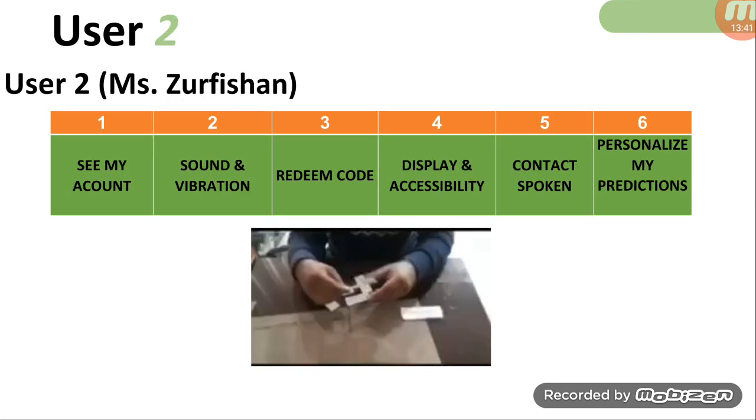Next, the second user, Miss Zoe, wants see my account in the first section, secondly sound and vibration, redeem code, display and accessibility, contact spoken, personalize my prediction. The whole video of these users is also attached below.